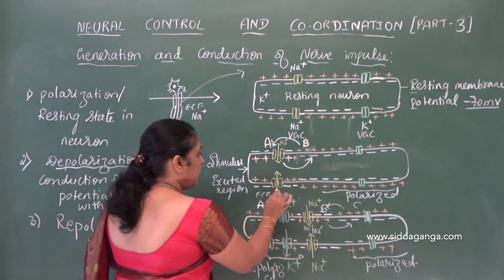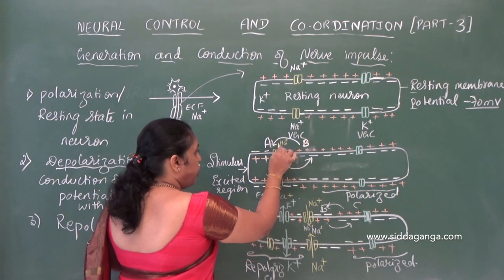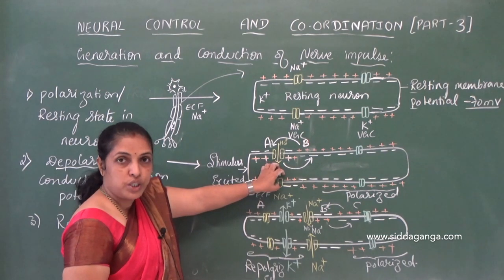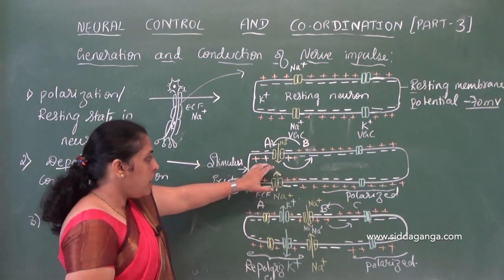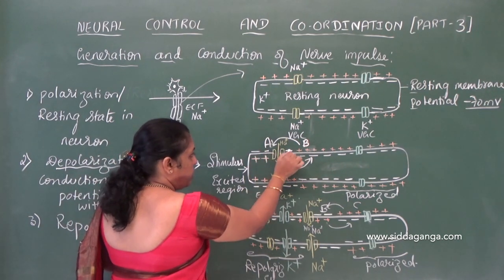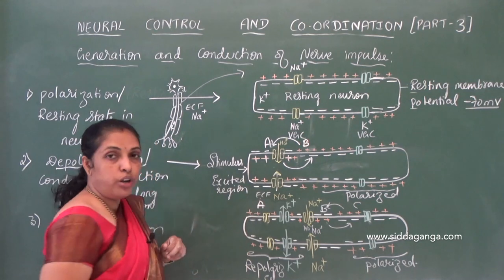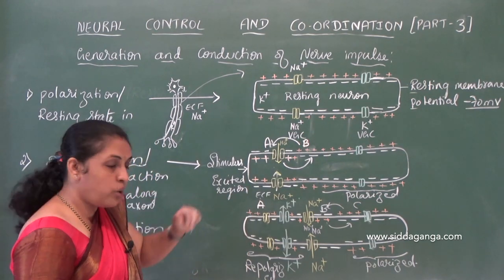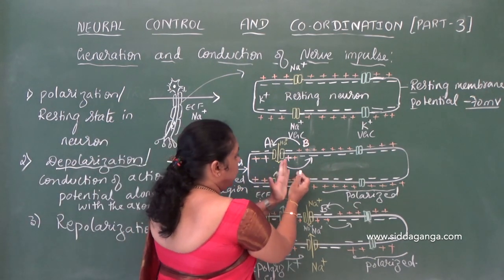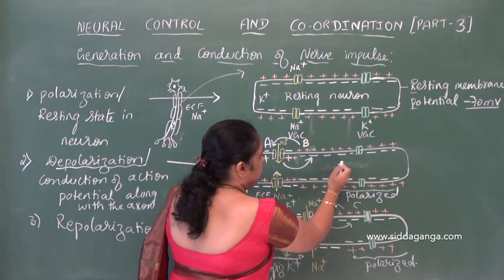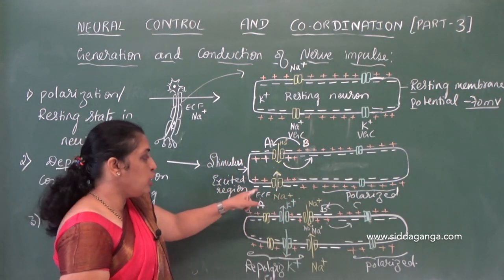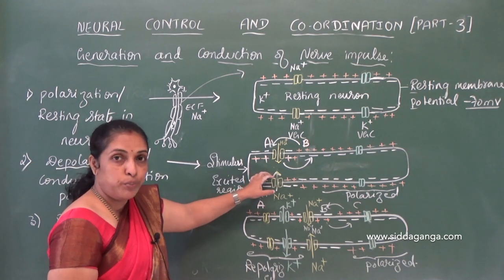That makes influx of sodium ions into the exoplasm. Rapid influx of sodium ions into the exoplasm makes positive charge develop inside and negative charge outside. This condition is called depolarized state. And adjacent to that, the nerve fiber will again be in a polarized state. The potential difference across this depolarized membrane is called action potential.